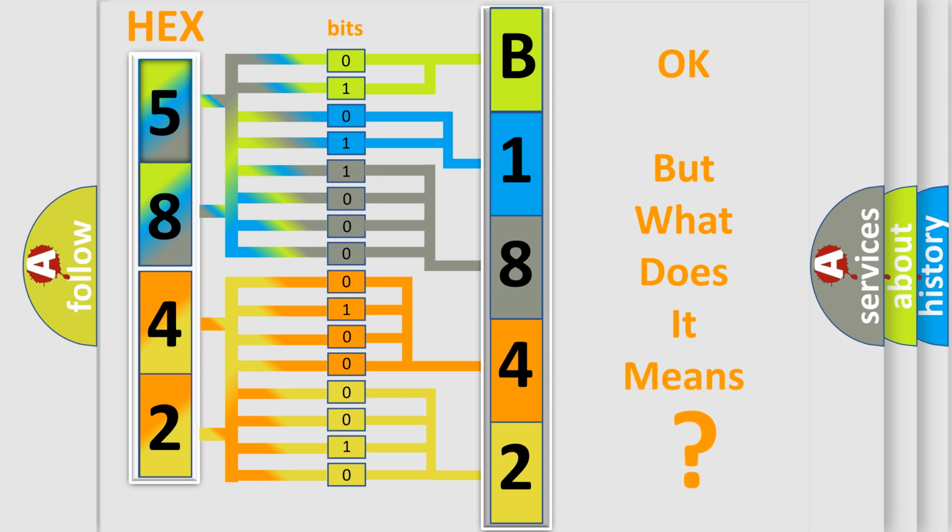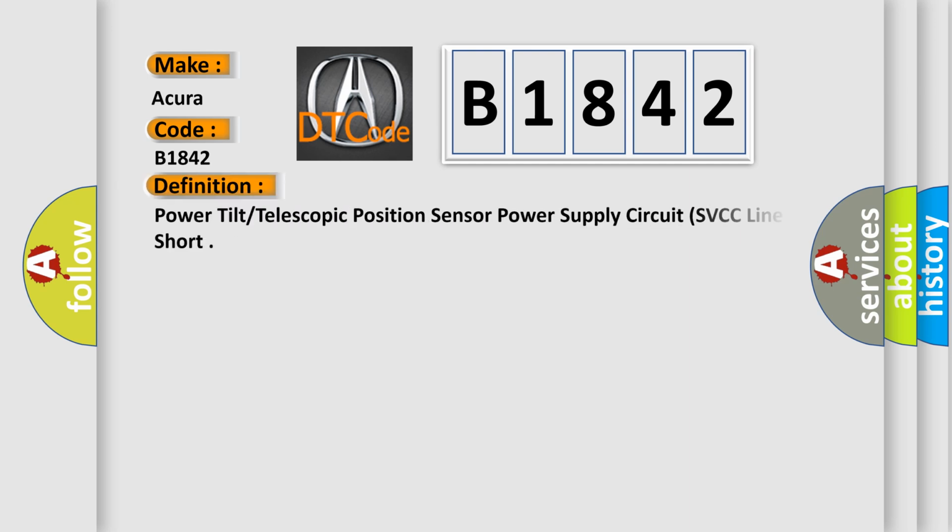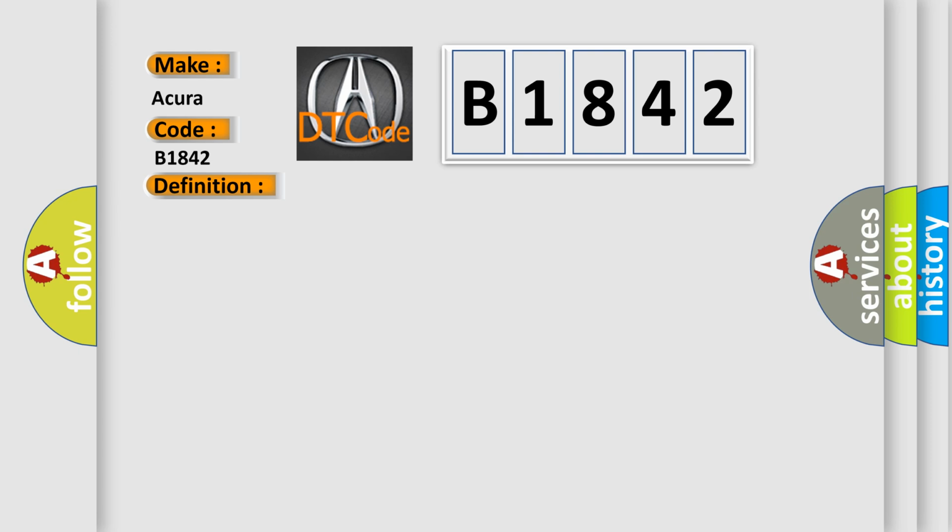The number itself does not make sense to us if we cannot assign information to what it actually expresses. So, what does the Diagnostic Trouble Code B1842 interpret specifically for Acura car manufacturers? The basic definition is: power tilt telescopic position sensor power supply circuit SVCC line short.